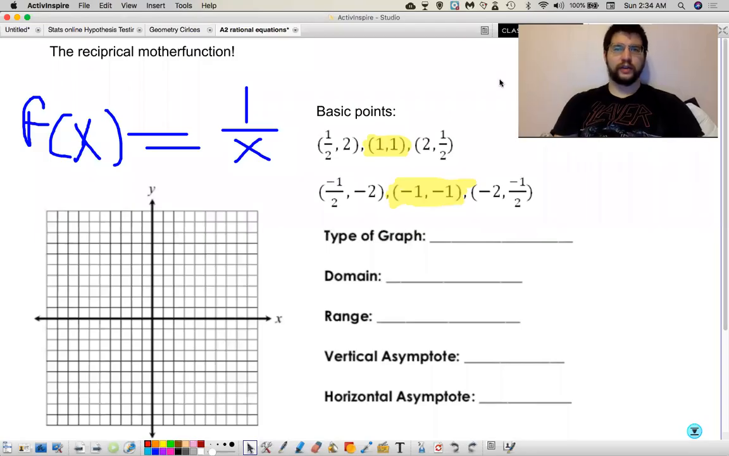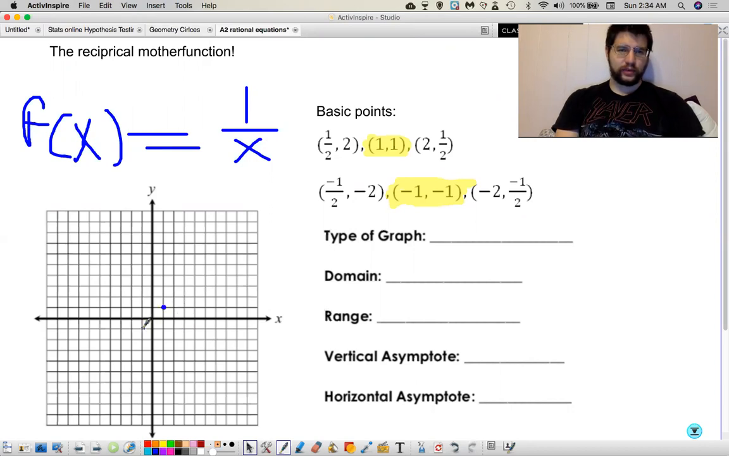Hey guys, so for the last 4 weeks, they want us to shove some knowledge into you. We're going to start with something fun, the reciprocal mother function. So we've dealt with mother functions a lot, the basic points, transforming them, and all that good stuff. Same thing here. The reciprocal mother function is f of x equals 1 over x. So what that looks like is this.